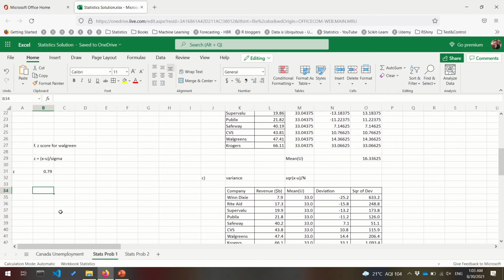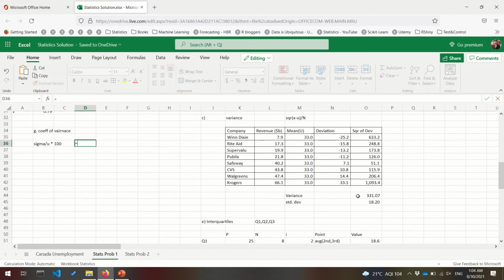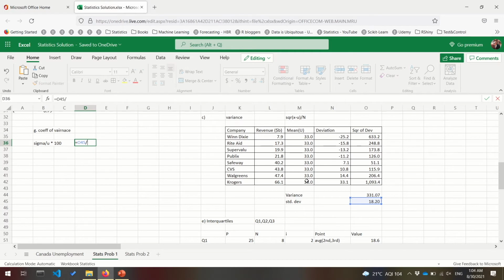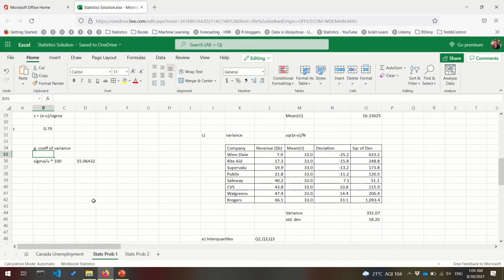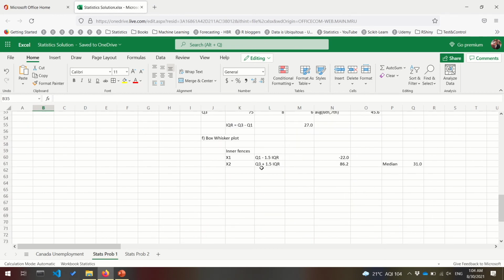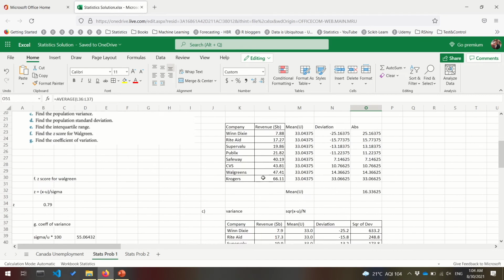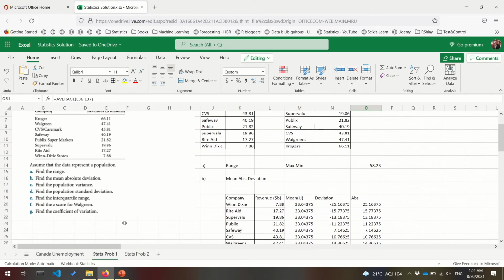Now coefficient of variation, if you remember: coefficient of variation was equal to sigma divided by mu into 100. So let's take sigma divided by mu, into 100, which gives 55.06. So that's how I can do all the calculations with the inbuilt functions and calculate the measures of central tendency.